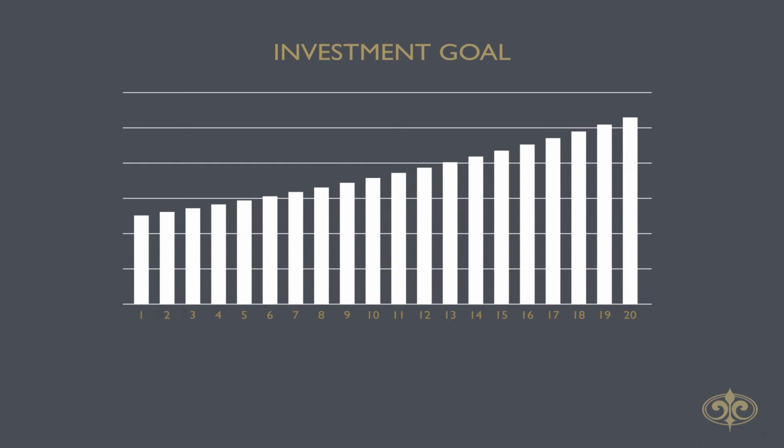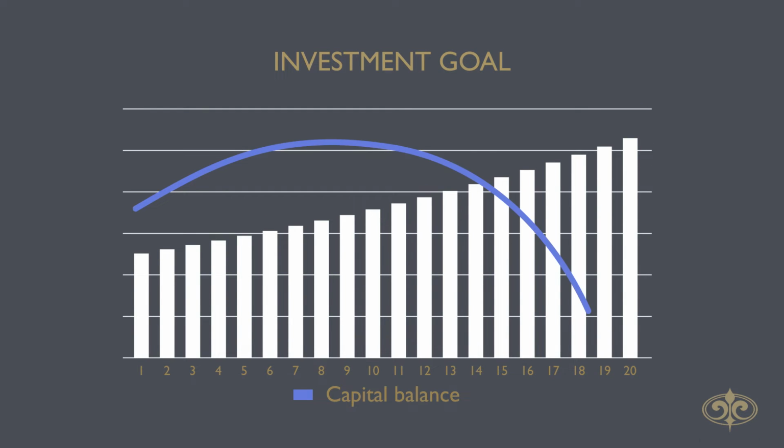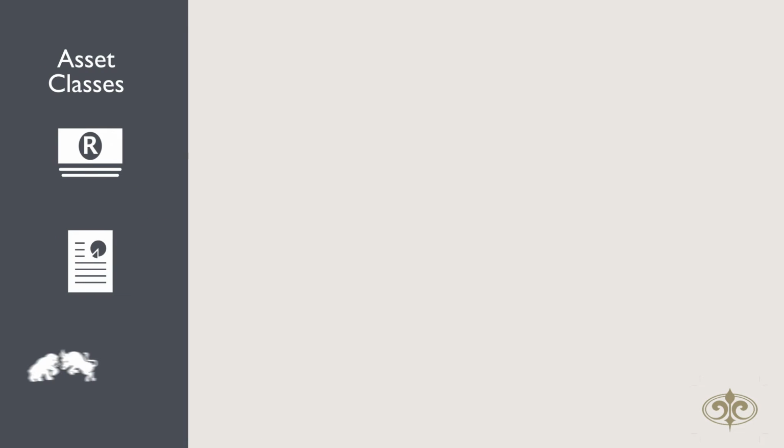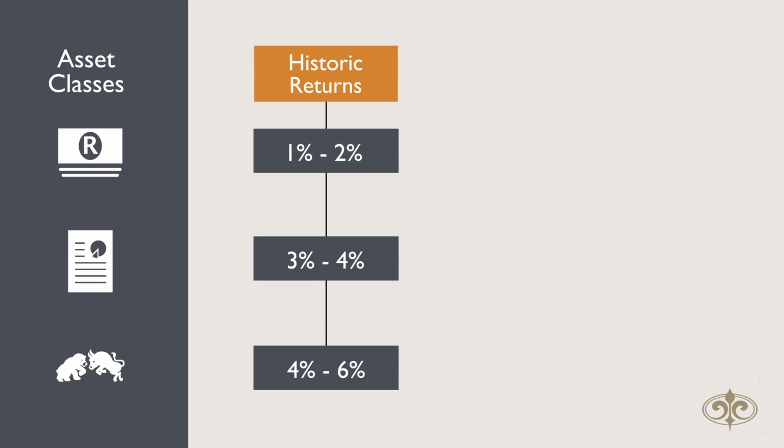In a South African context, it's quite obvious that investing in cash will not provide the required return. The obvious and only solution is to allocate capital to riskier assets, meaning bonds and stocks. Historically, the various asset classes delivered the following real returns: cash around 1 to 2% per annum, bonds 3 to 4%, and stocks or equities 4 to 6%.